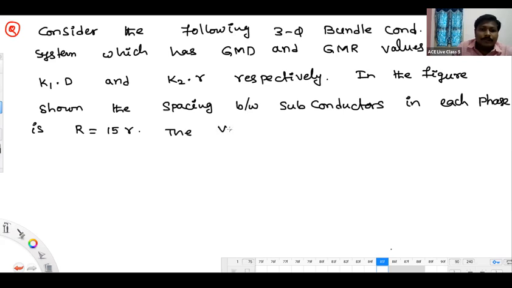The value K1 by K2 will be dash. K1 by K2 will be dash. Okay, so I am showing the bundle conductor now. It's a three-phase bundle conductor system.